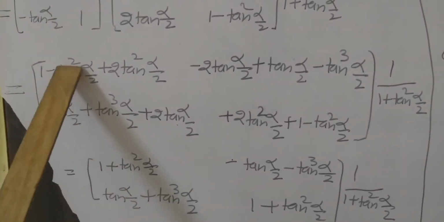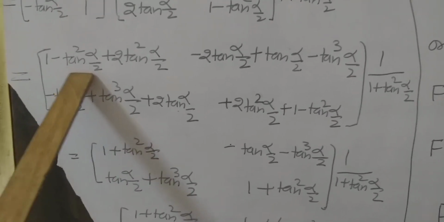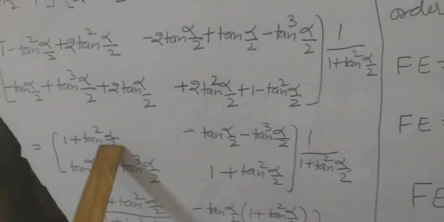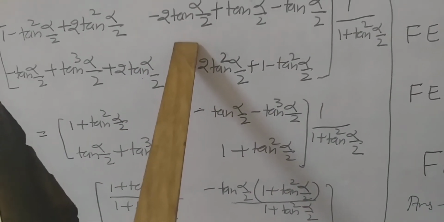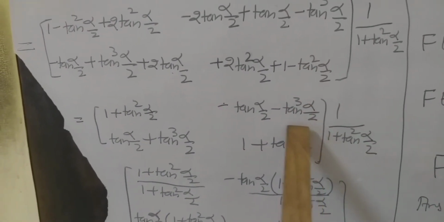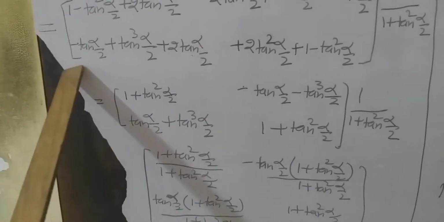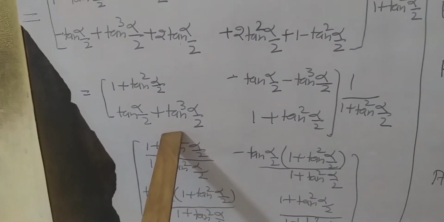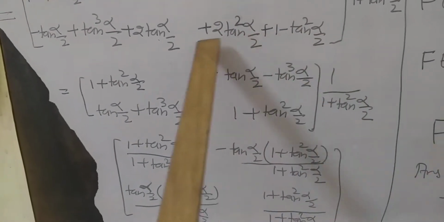Now simplification students, minus tan square alpha by 2 plus 2 tan square alpha by 2 becomes plus tan square alpha by 2, student. Here both are like terms having different sign. So its answer will be minus tan alpha by 2, and minus tan cube alpha by 2 will remain as it is. This side you can see student, minus tan alpha by 2 and plus 2 tan alpha by 2. So it will become plus tan alpha by 2 and tan cube alpha by 2 will remain as it is. 1 as it is, plus 2 tan square alpha by 2 minus tan square alpha by 2 becomes plus tan square alpha by 2.